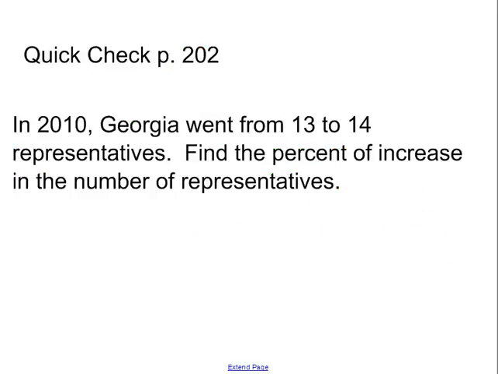Okay, let's do one more together. This is Quick Check, page 202, if you want to look in your book. In 2010, Georgia went from 13 to 14 representatives. Find the percent of increase in the number of representatives. We start by writing our proportion. We're looking for a percent, so that's what we don't know. So I'm going to use the letter K. And we know percent always goes over 100.